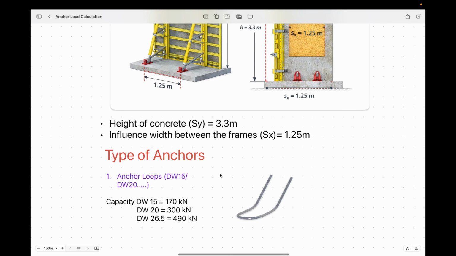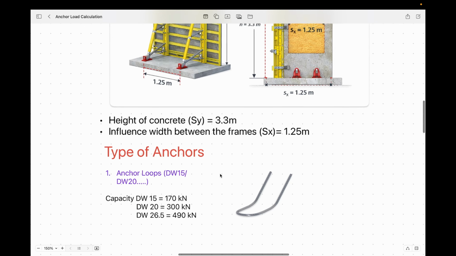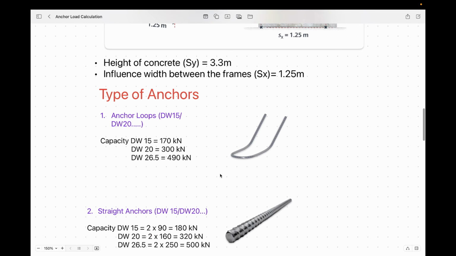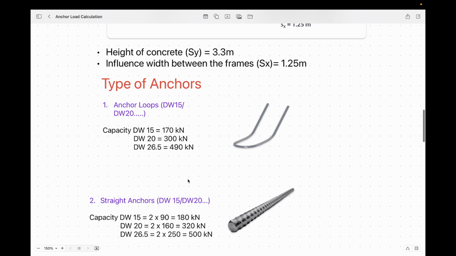Before proceeding, we should understand the type of anchors. I mentioned here two types of anchor: one is the anchor loop and then the straight anchors. In the anchor loops and straight anchors, we have different thicknesses, generally DW15, DW20 and DW26.5. They have their individual capacities. DW15 takes up to 170 kilonewton, DW20 takes up to 300 kilonewton. If you have any other anchors, please ask your manufacturer for the maximum load bearing capacity.